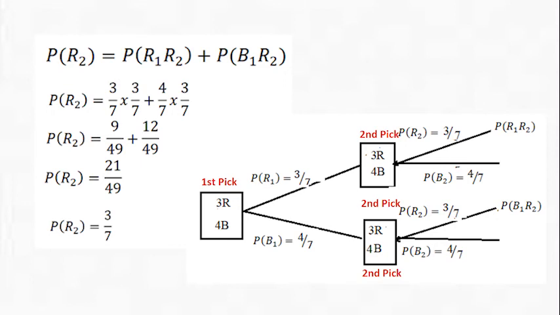Therefore, the probability of picking a red pen second is 3 out of 7 times 3 out of 7 plus 4 out of 7 times 3 out of 7, and this becomes 21 out of 49, which further reduces to 3 out of 7.